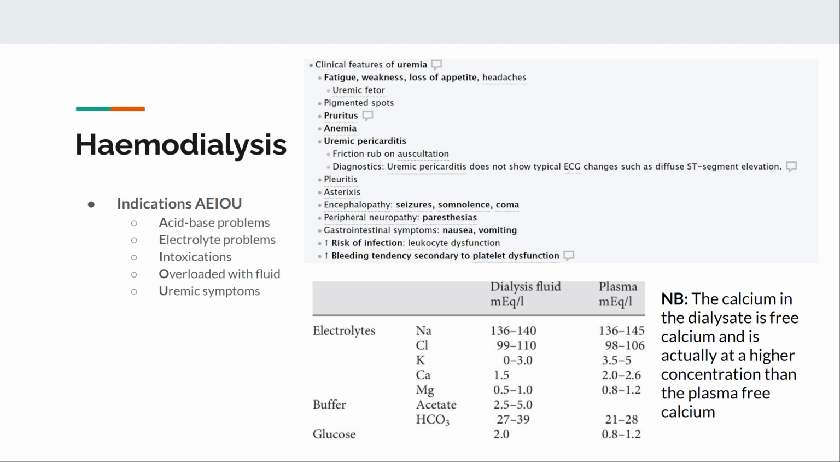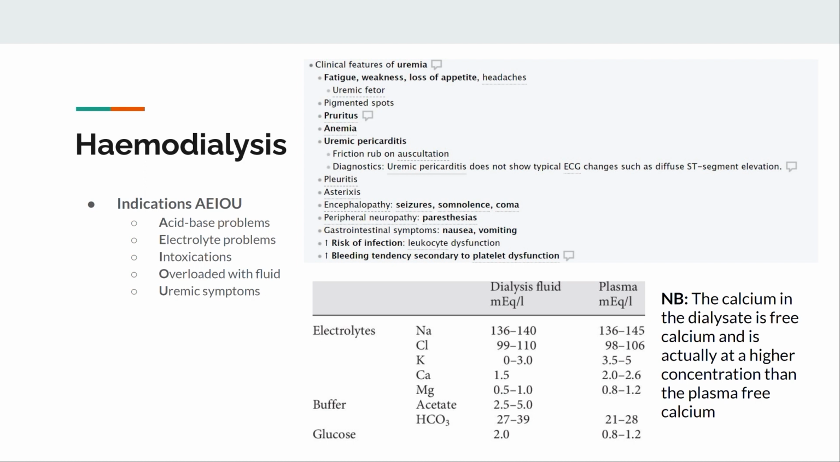People with chronic kidney disease get chronic loss of calcium. So you add calcium to the dialysate, but if you look at the number, 1.5 looks much lower than the normal plasma amount. But that plasma amount is actually including calcium that's bound to albumin, whereas the calcium in the dialysate is free calcium. So the 1.5 free calcium is actually higher than the body's normal free calcium. So that gradient will actually go from the dialysate into the blood.